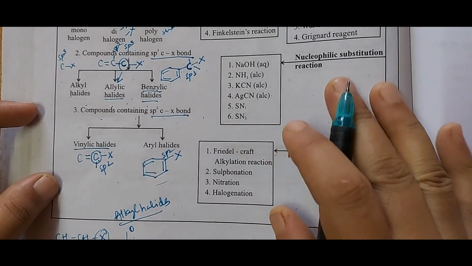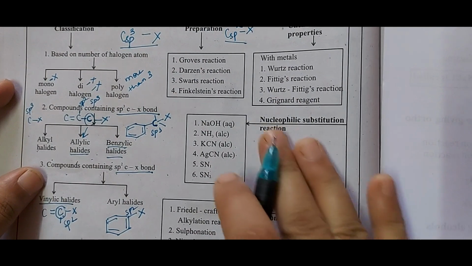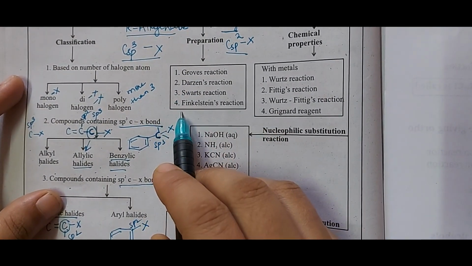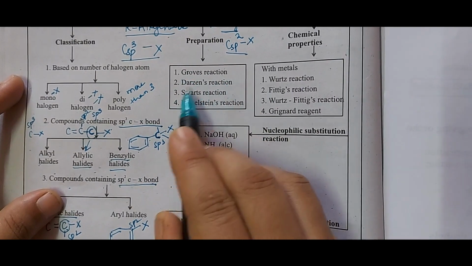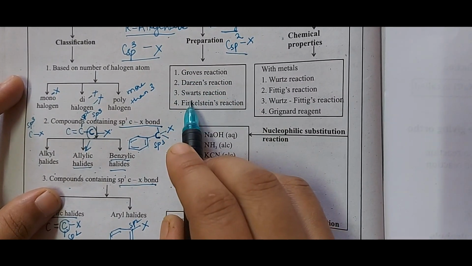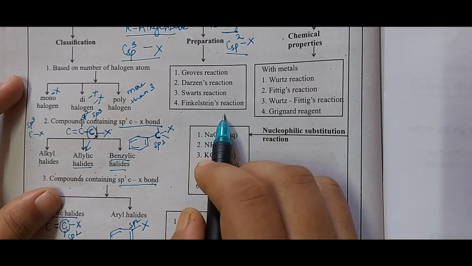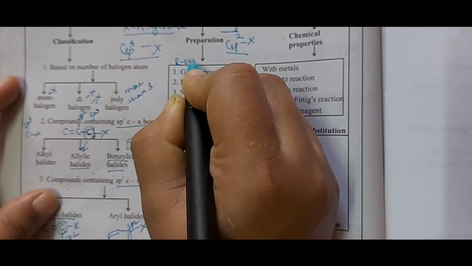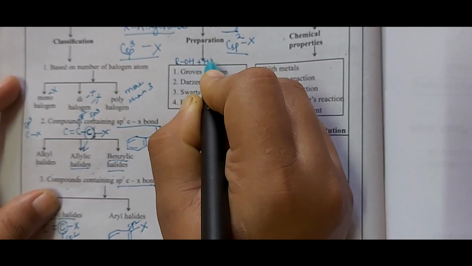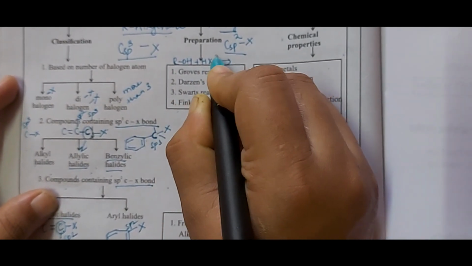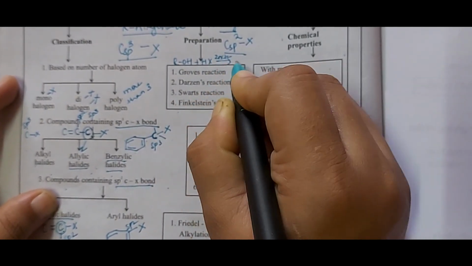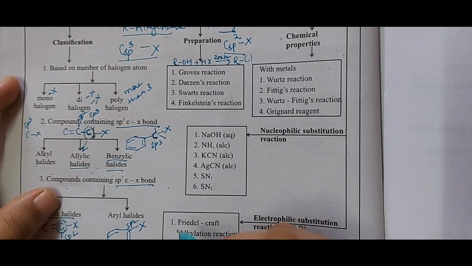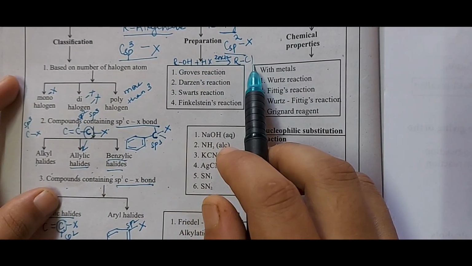Next, we'll go with the preparation methods of haloalkanes and haloarenes, out of which these four are most important. First is Groves reaction, Darzens reaction, Swarts and Finkelstein reaction. In Groves reaction, you have studied it, but you didn't know that it's Groves reaction. That is when an alcohol reacts with HCl or HX in the presence of zinc chloride catalyst, it results in the formation of an alkyl halide, and that itself we call Groves reaction.